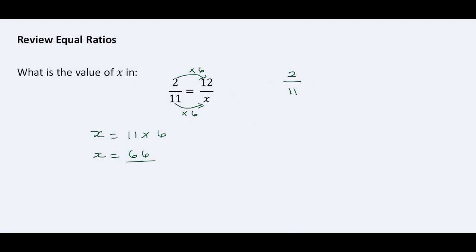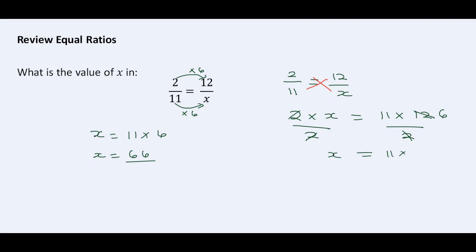So we're dealing with the cross product approach. This is going to be equal to 12 over x. So what I'm going to do here is we're going to have a cross product. What that means is that we have 2 multiplied by x equal to 11 multiplied by 12. So we're going to divide both sides by 2. So you can see that we cross this out. And we divide 2 by 2, 1, 12 by 2, we have 6. So x is equal to 11 multiplied by 6, which is 66.